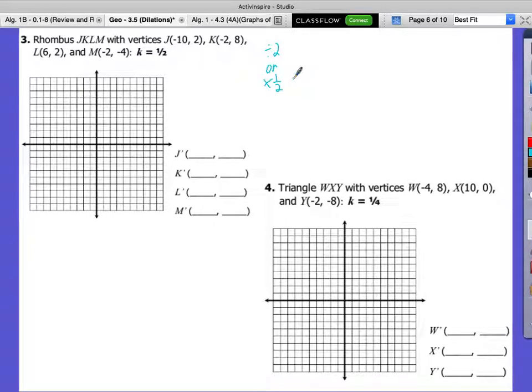So if a half is smaller than 2, you divide.